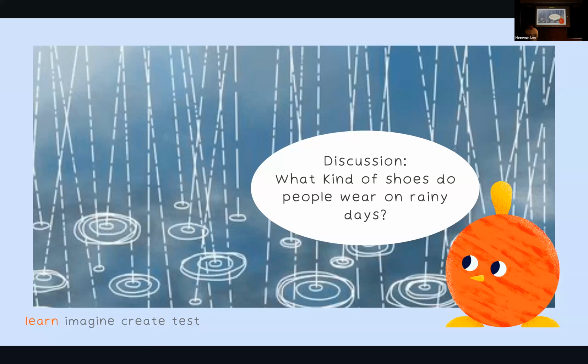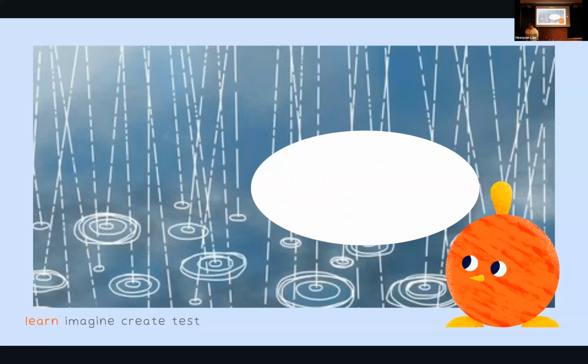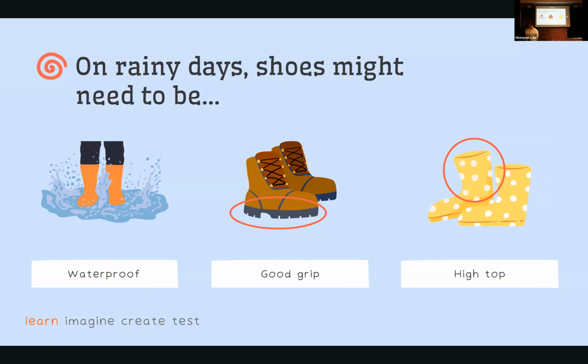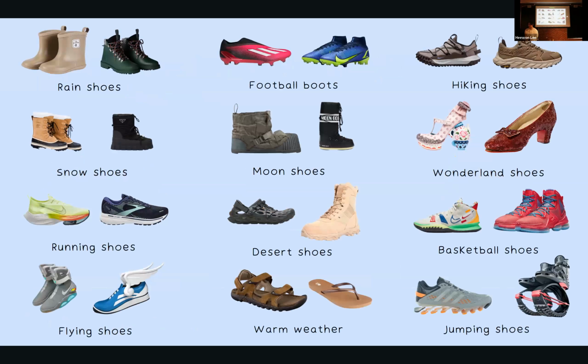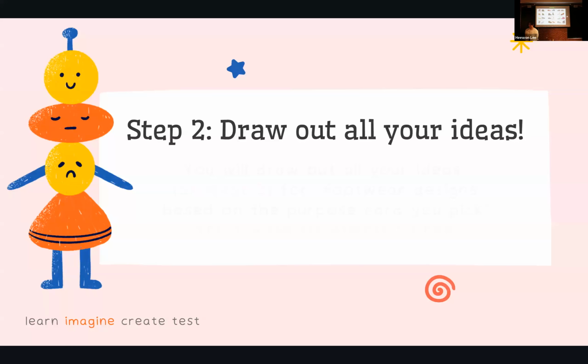And then after they've selected their cards, they'll run a quick discussion. Our example that we chose is, what kind of shoes do people wear on rainy days? In case the students don't know how to brainstorm, we've chosen the example of the rainy day to show them the shoe can be waterproof, it can have good grip and be high top. And then these are the examples that we found for all the selections for the cards, in case the students don't know how to design.